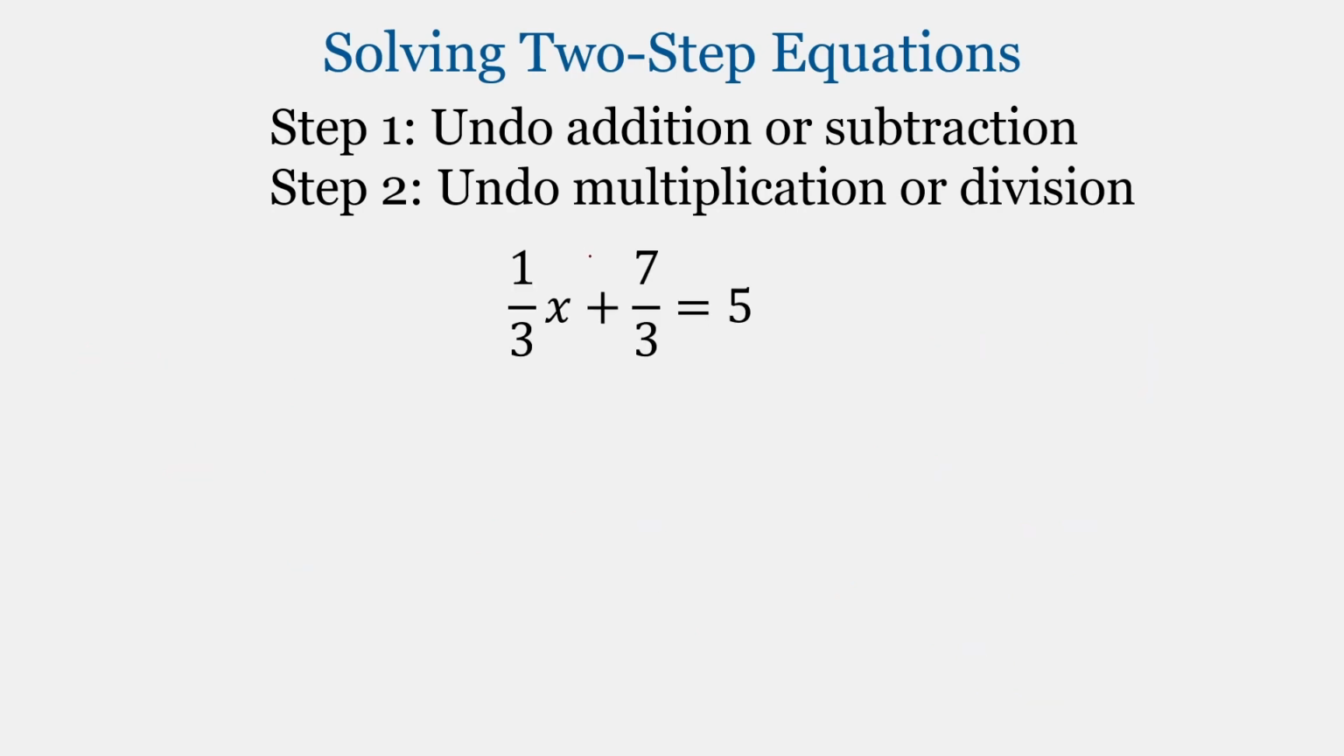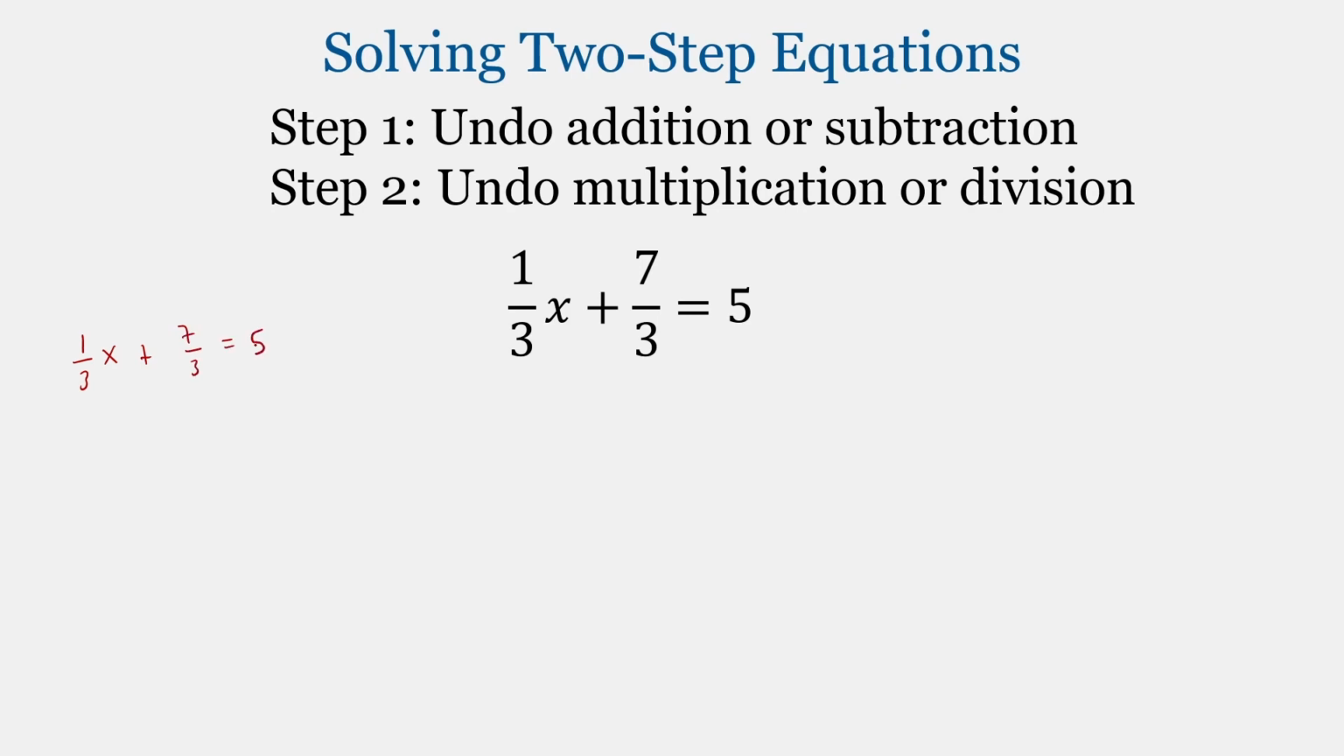So again, let's solve this problem here using two methods. In the first method, we will undo addition or subtraction first. And in the second case, we will undo multiplication or division first. So we have 1/3 x plus 7/3 equal to 5.